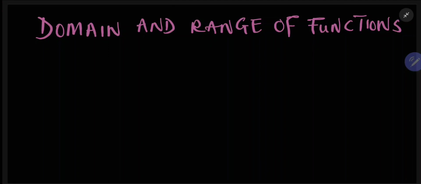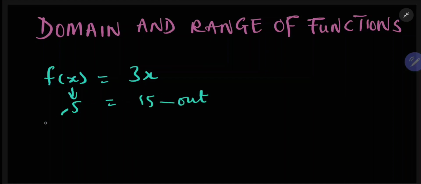So I started talking about the domain and range of functions. From the first video I gave a brief introduction, so let me just recap a little bit. For a function, let's call it f of x, and let's say that f of x is equal to 3x. If x is 5, it means that 3x is 15, and this is an output and this is an input.